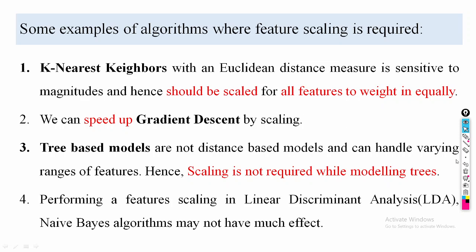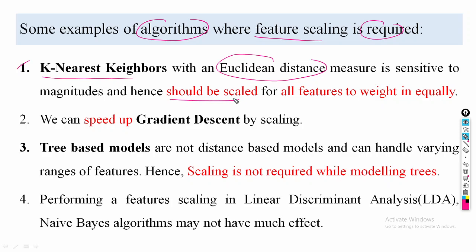Now some examples of algorithms where feature scaling is required and where it is not required. In point number 1, K nearest neighbor, which is a Euclidean distance based metric, should be scaled so that all features are weighted equally. In the KNN algorithm, the Euclidean distance based measure is sensitive to magnitudes and it should be scaled. So all values should be scaled for all features.